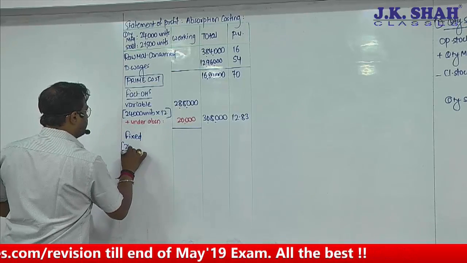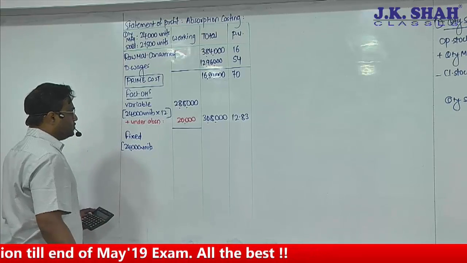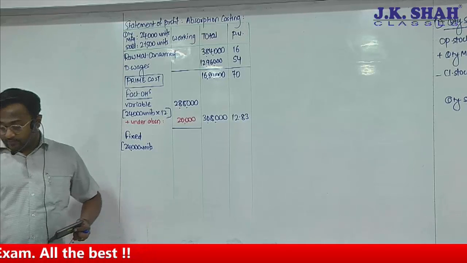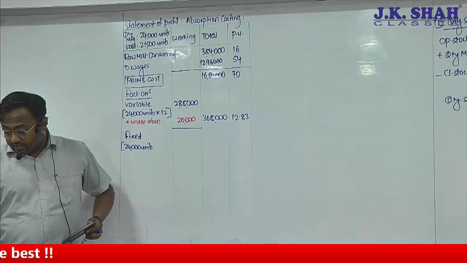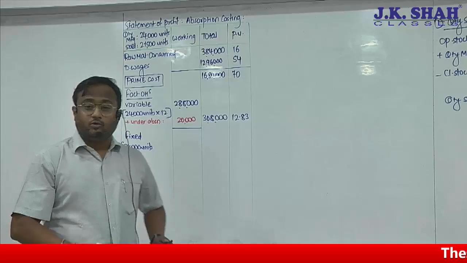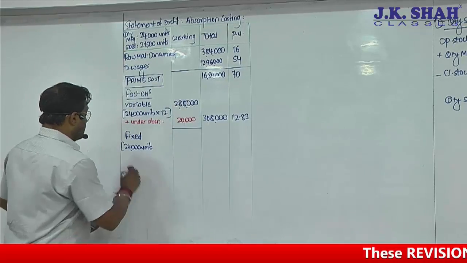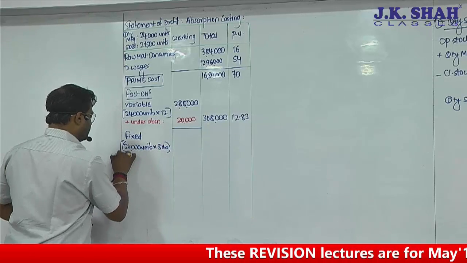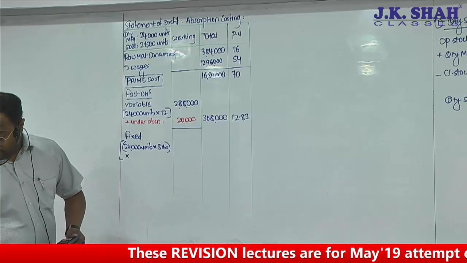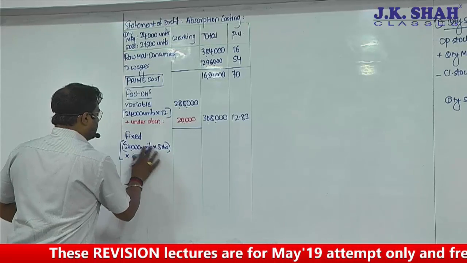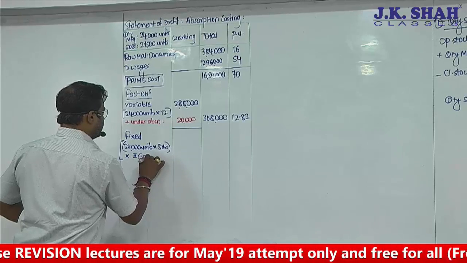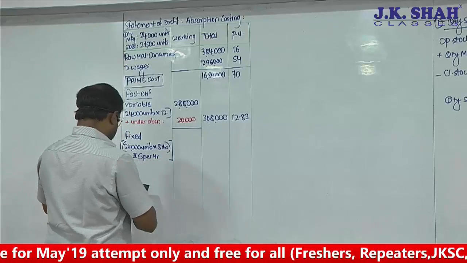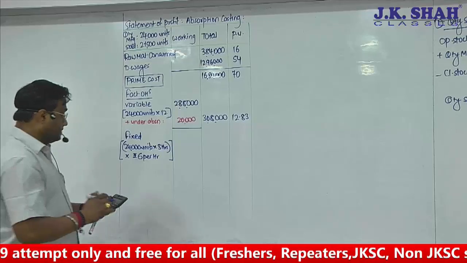Then I have fixed cost, and we all know that fixed cost is always absorbed. Read the last line of the second last paragraph: 72,000 direct labor hours were considered to determine absorption rate. That means the absorption rate is based on number of hours. 24,000 units should have taken 3 hours each. So 72,000 hours multiplied by 6 per hour, that is 4,32,000.